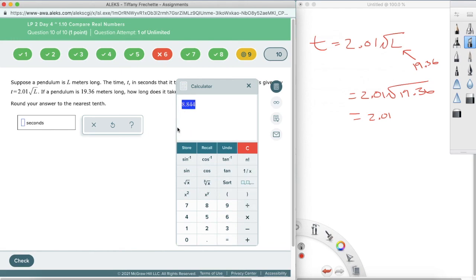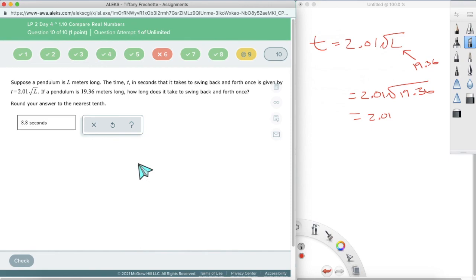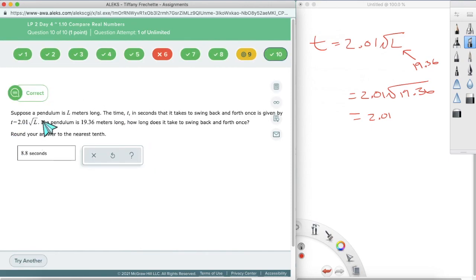Remember, it said round to the tenth. So here, this 8 is my tenth. I need to look at the 4. That's 4 or smaller, so really, it's just going to disappear. So my answer is going to be 8.8 seconds. So again, this one's just to practice plugging in a number. They're giving you a formula, and you just need to plug in the number they're giving you and complete the operations that they're giving you there.